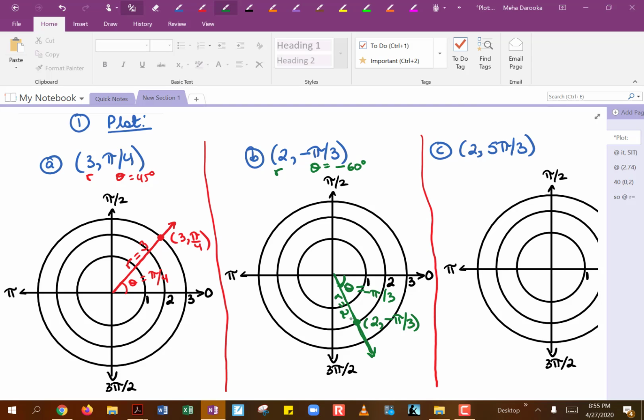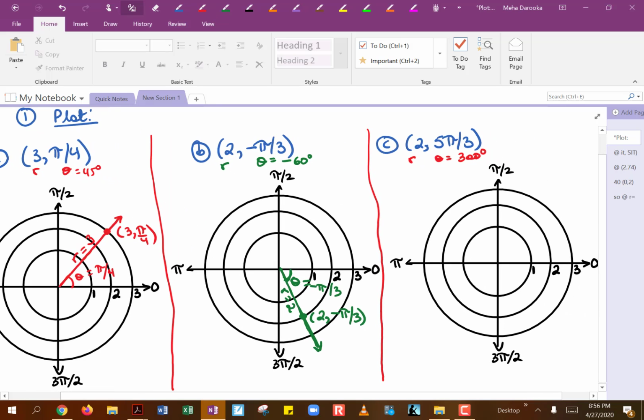Now let's see, for part C, we are given 2 comma 5 pi over 3. So again, r is 2 and theta is 5 pi over 3. If you use your unit circle, you will see 5 pi over 3 corresponds to your 300 degrees, or basically if you were to do this in the clockwise direction, you would actually be at negative 60 degrees.